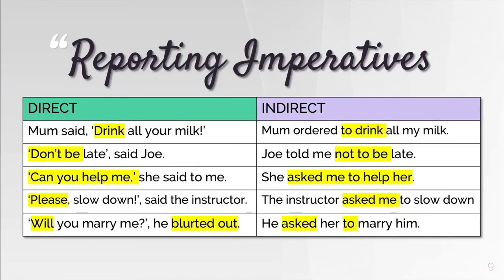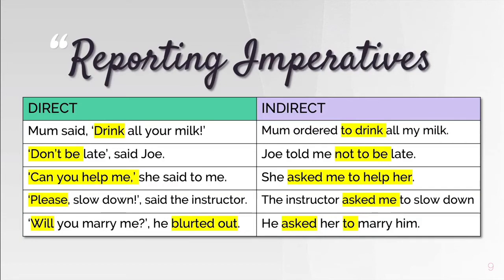Let's take a look at the third example. Can you help me? She said to me. She asked me to help her. Again, for this question, just add to before the main verb. So, she asked me to help her. Now the fourth example. Please slow down, said the instructor. Indirect, it would be: the instructor asked me to slow down. Again, to slow down. The main verb is with the particle to: to slow down.